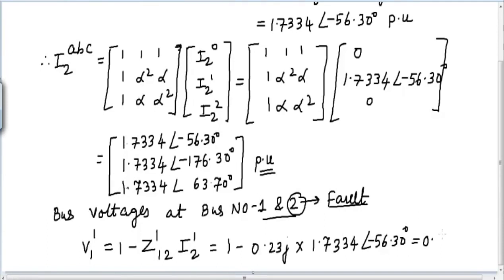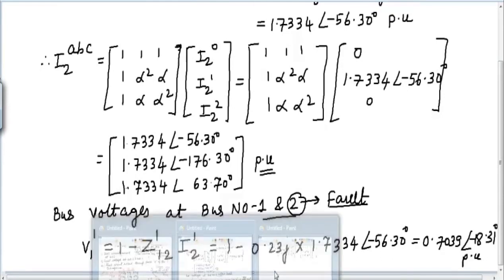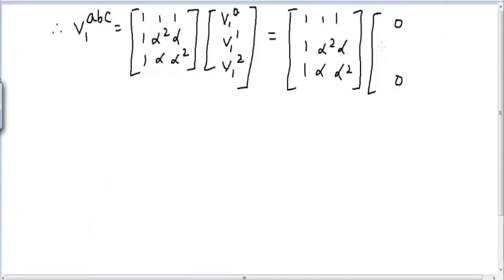Okay, 0.7039 at an angle of minus 18.31 degrees per unit. Very good. So in this way we have got V11. We will substitute the value of V11, 0.7039 at an angle of minus 18.31 degrees, and from here we will get V1 ABC.